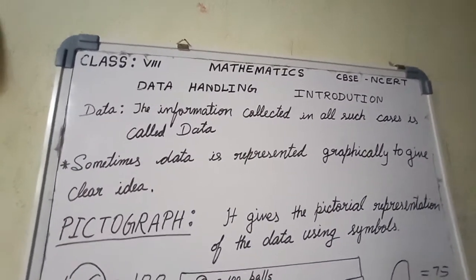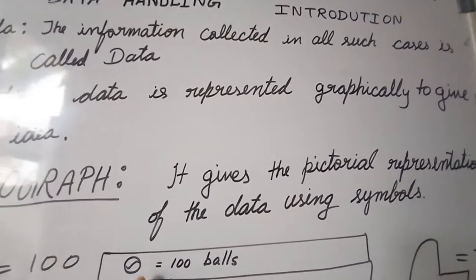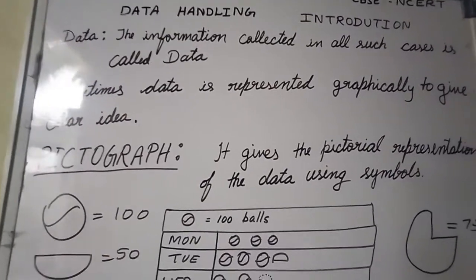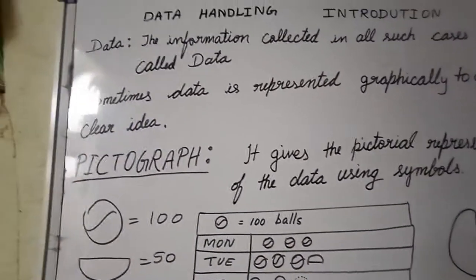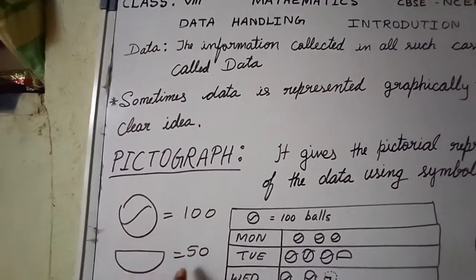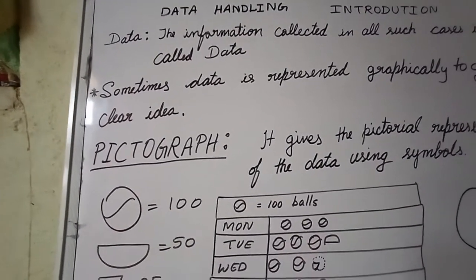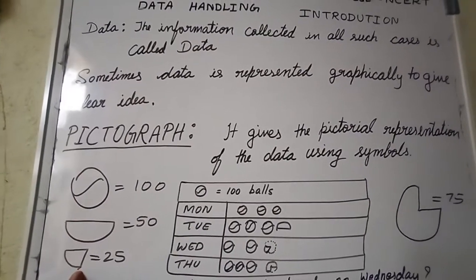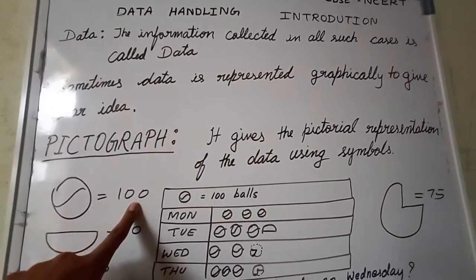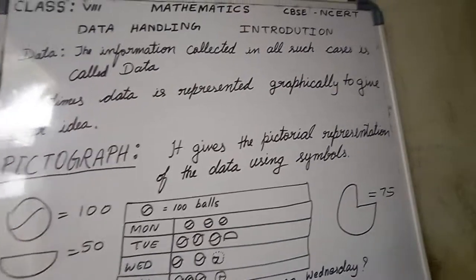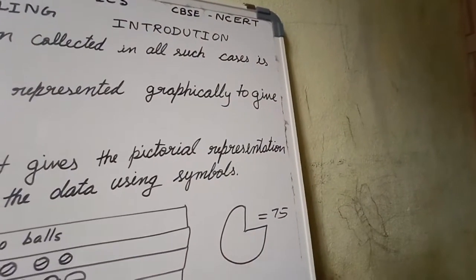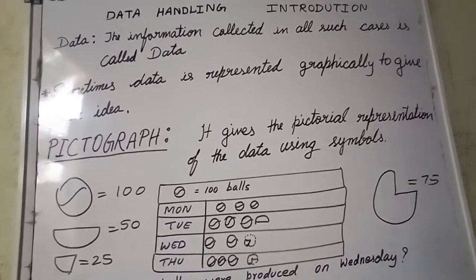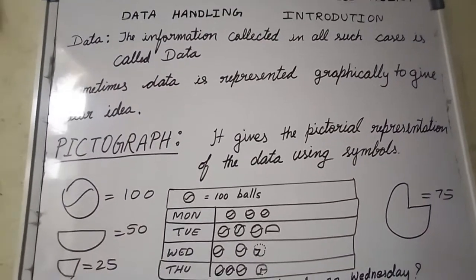That keyword plays a very important role. What is that key? Here, one ball indicates 100 balls. Then half ball indicates 50 balls. It is common. We can understand this. If it is a quarter ball, it indicates 25, a quarter part of 100 is 25. If it is 3/4 of the part, it indicates 75. In this way, very easily we can identify that.